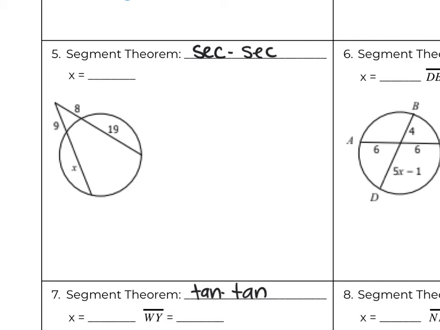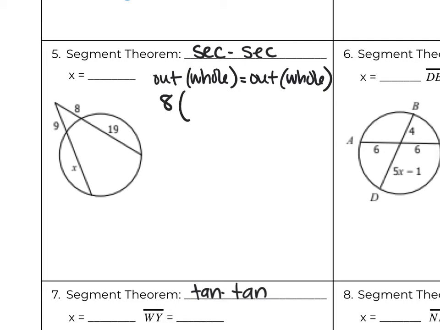So if it's secant, secant, that's outside times whole equals same thing because they're both secant lines. So the outside doesn't matter if I start with the 8 or 9. Okay, so if I did the 8, what would the whole be inside? 8 plus 19. Okay, for the other one then, the outside is 9. What would I put for the whole? What's the whole there?